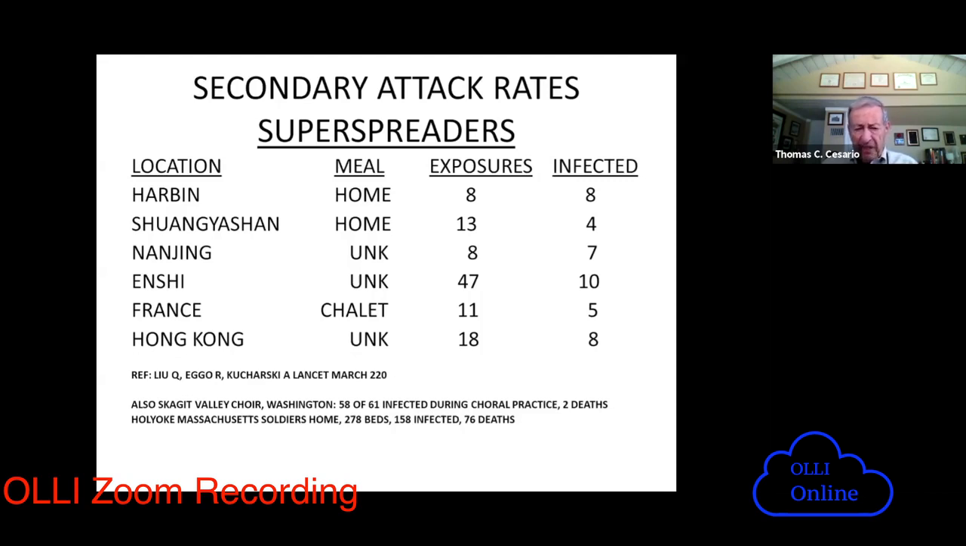And these are examples basically around meals that you can see where one person exposed 8 people, 8 got infected. Other cases where 47 people got exposed, 10 got infected. So there are circumstances where people got exposed and a higher percentage got infected than we would have thought. So we call them super spreaders. There are some very unique situations down here at the bottom. There was a choir practice in Skagit Valley, Washington, where one individual came in and during a 2-hour course of choir practice seems to have infected 58 out of 61 people.